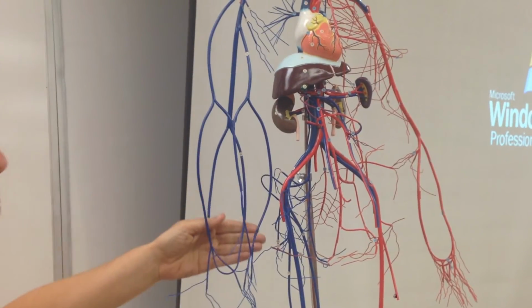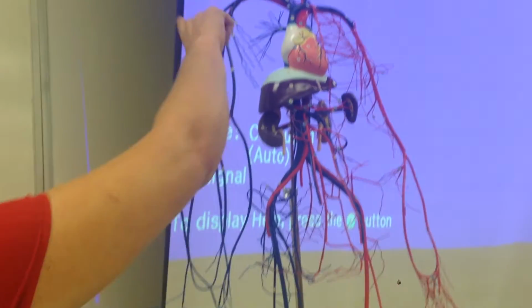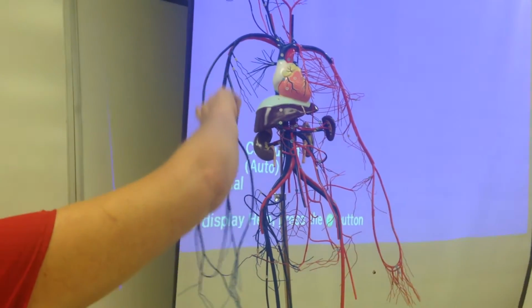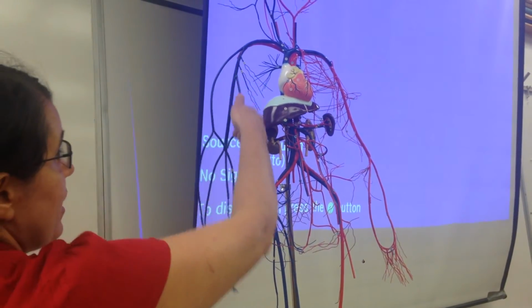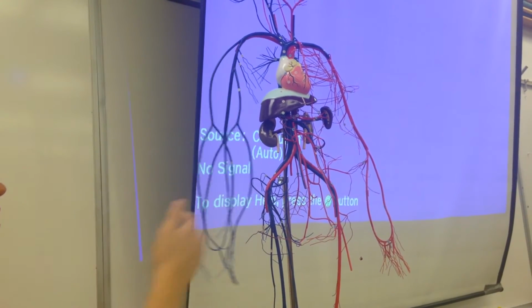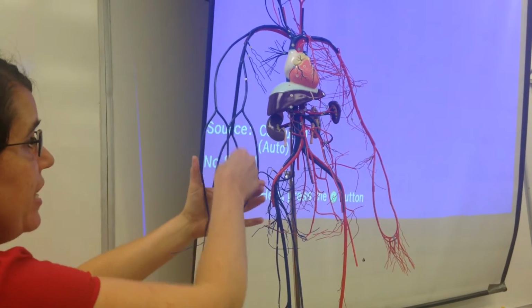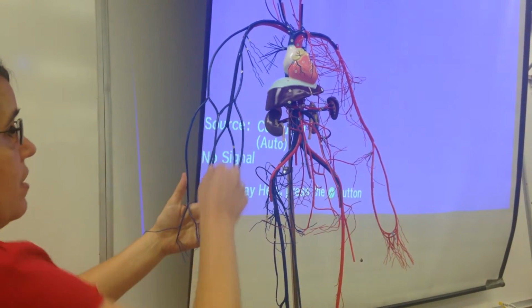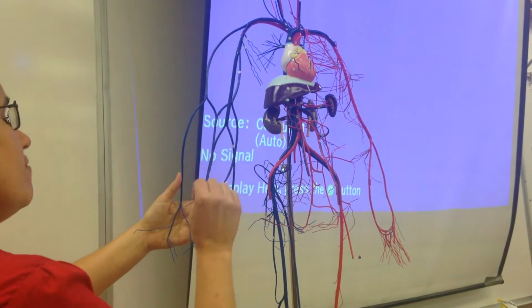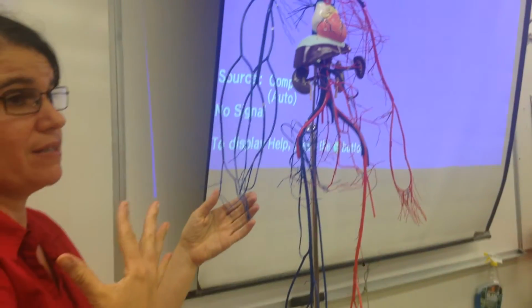So this is deep. But then you've got some superficial ones. And the one on the outside is the cephalic. The one on the inside is the basilic. These are superficial. And in this configuration, this is the median vein right here. And then this is the median basilic and median cephalic. But this is different than what your book has.